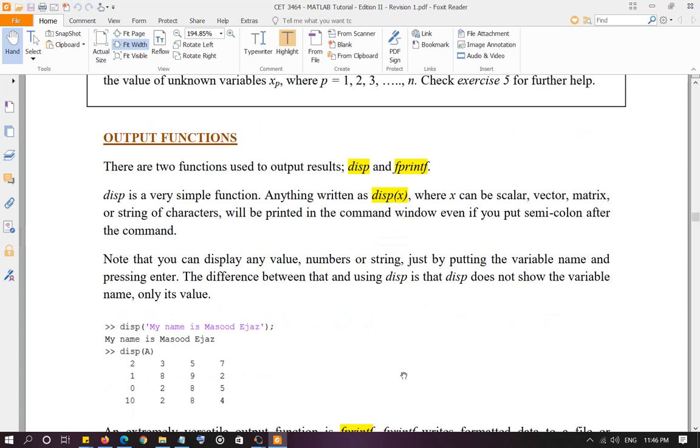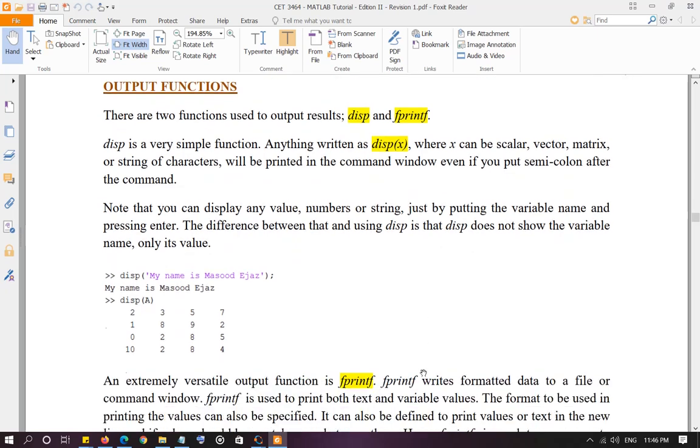Again, it's discussed at length in the tutorial, so I'm not gonna go over everything. You can read it. You can see how everything works. So display is very straightforward.